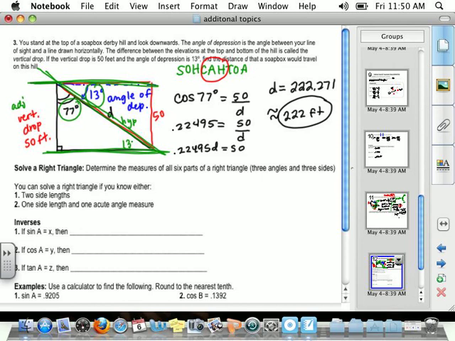Okay, to solve a right triangle, you need to determine all the 6 parts of the triangle. So you need to know all the sides and all of the angles. So you can solve a triangle if you know 2 side lengths, or if you know 1 side length and 1 acute angle. So not the right angle.